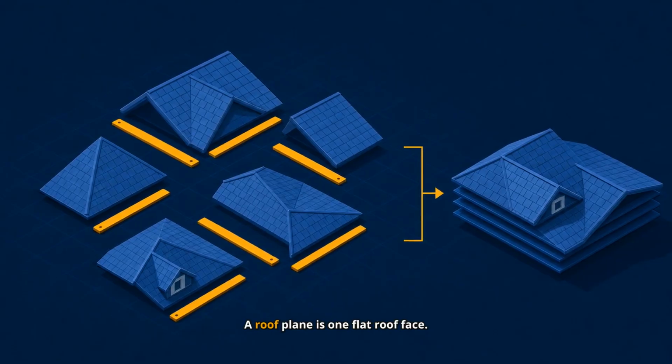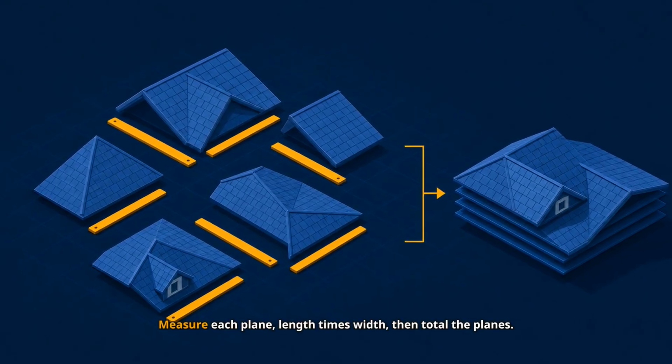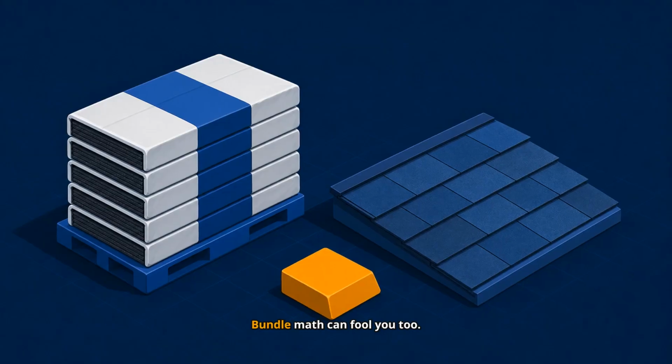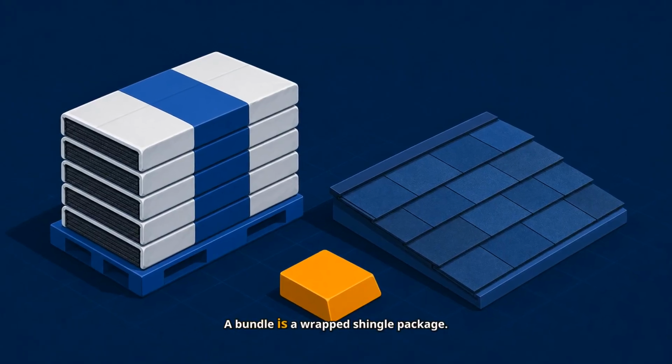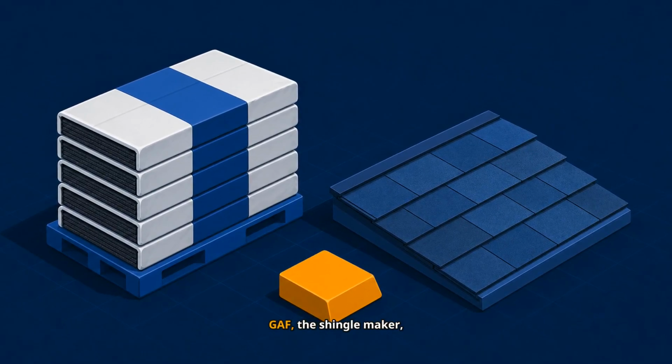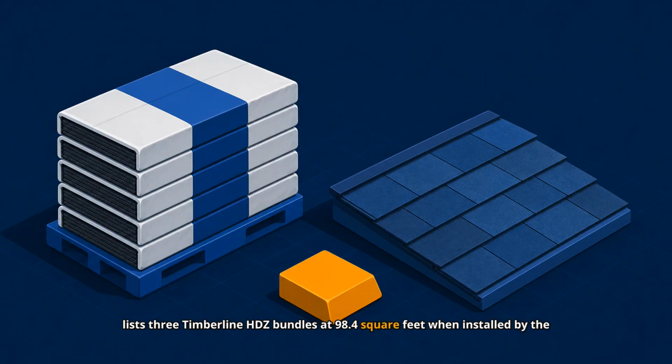Start with roof area. A roof plane is one flat roof face. Measure each plane, length times width, then total the planes. House footprint is not the roof. The roof is the roof. Bundle math can fool you too. A bundle is a wrapped shingle package. GAF, the shingle maker, lists 3 Timberline HDZ bundles at 98.4 square feet when installed by the instructions. Check the product, not the shortcut.